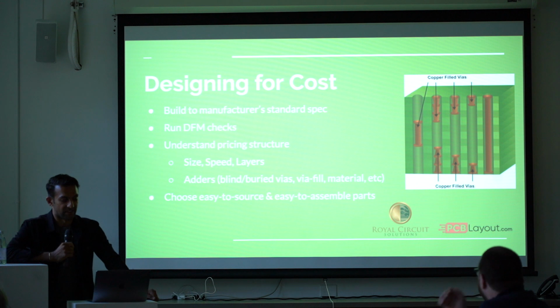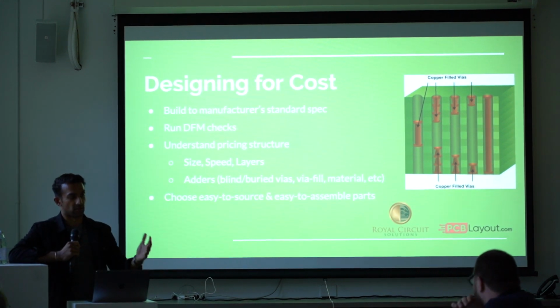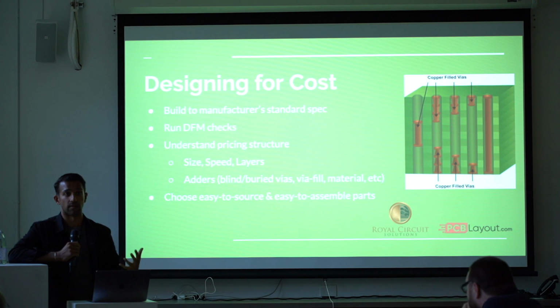So designing for cost. Basically, the cost structure for boards at the bare level is based on the size of the board physically, basically how much of a panel it covers, how fast you want it, and the number of layers. Those are the 3 biggest driving factors for any fab shop in the country.